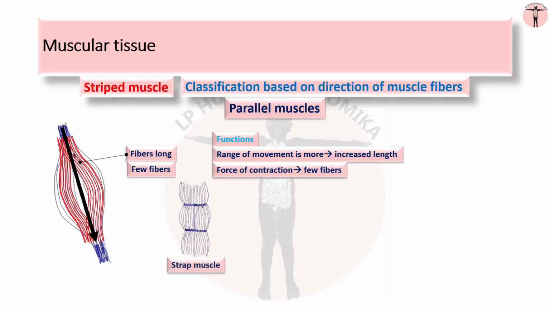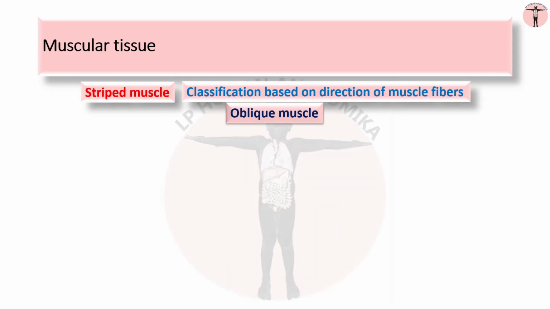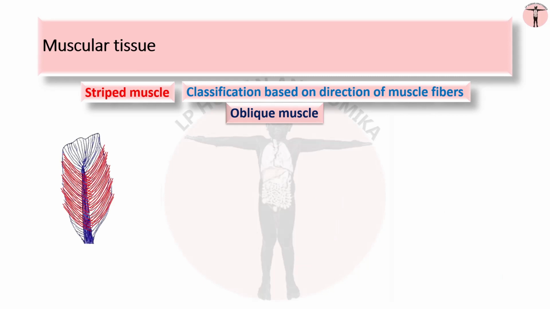Strap muscle. The fibers are flattened and long, similar to that of belt or strap. Example, sartorius and rectus abdominis. Quadratus muscle is a flat muscle, quadrilateral in shape. Example, quadratus lumborum. Fusiform muscle is bulged in the center and narrowed at the end. Example, biceps brachii.